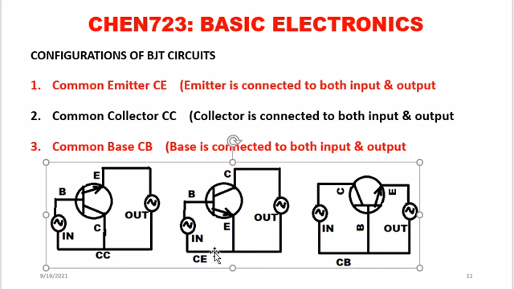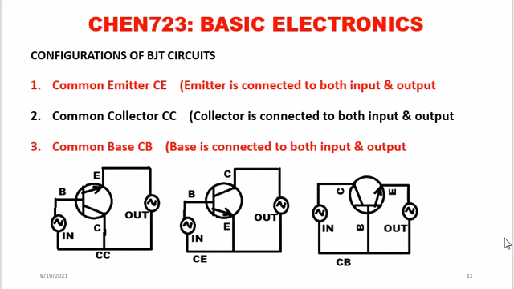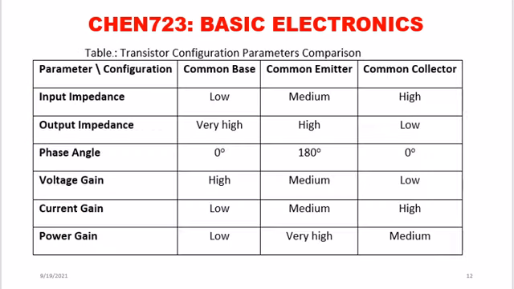So if you look at this, this is my base. It is common to the input and it is common to the output. So this one is called common base configuration. These are the three basic connection configurations of what? Transistor. Common emitter, common collector, and what? Common base. So the next thing is we are going to see the parameters, the specifications of any transistor which is connected in either common base or common emitter or common collector.